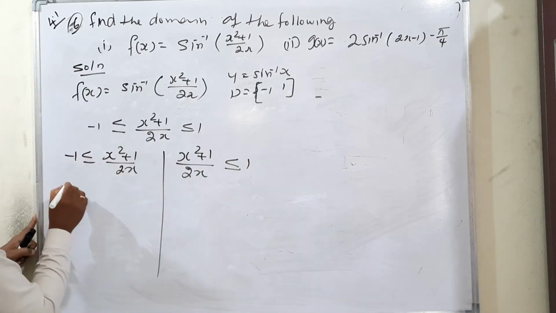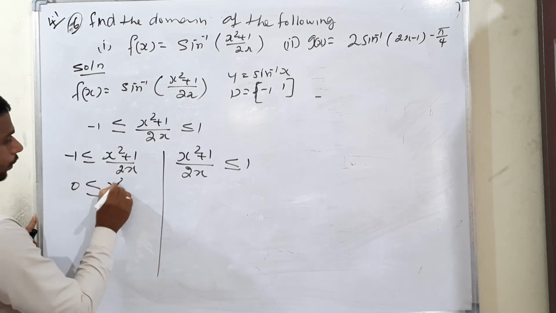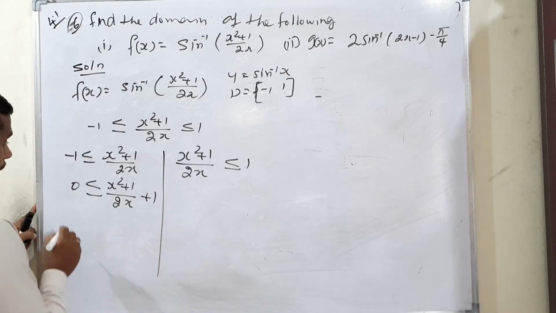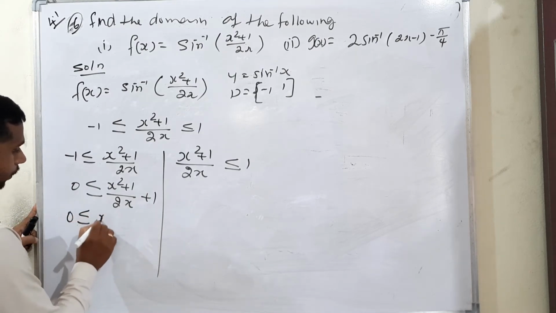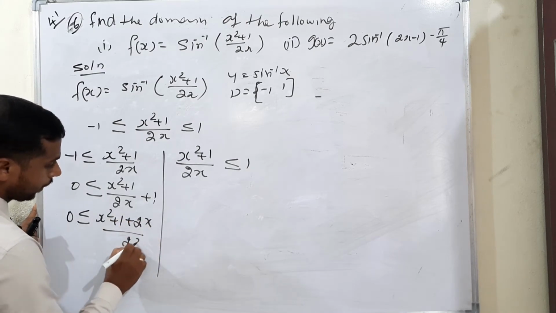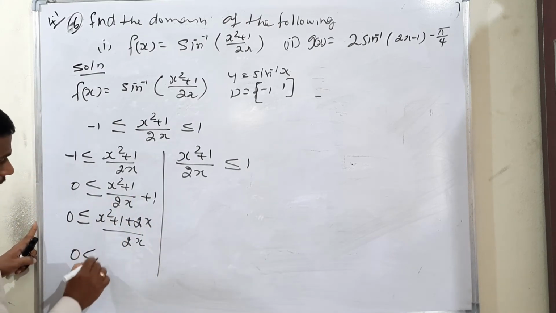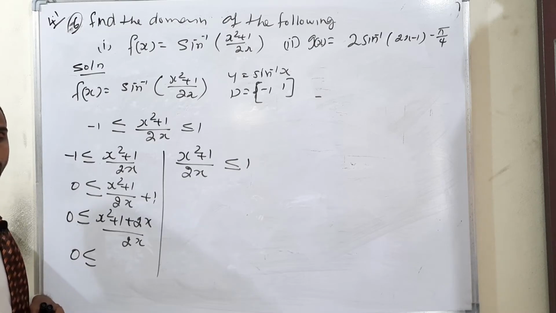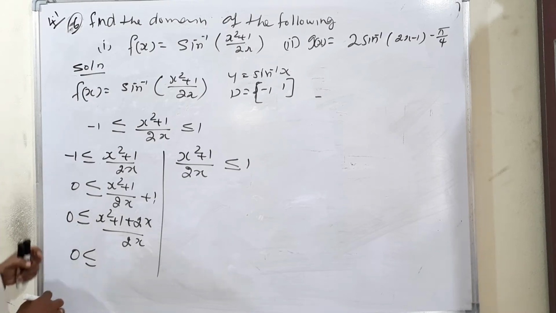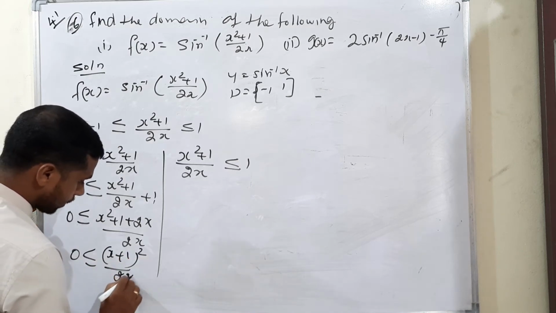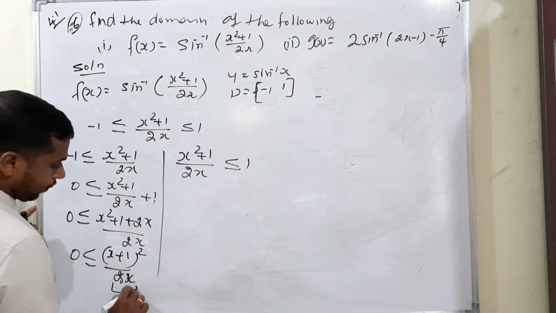Again, bringing minus 1 to the opposite side, 0 is less than or equal to x square plus 1 divided by 2x plus 1. Therefore 0 is less than or equal to x square plus 1 plus 2x divided by 2x. This is x plus 1 the whole square, that is a plus b the whole square form. What is the formula for a plus b the whole square? a square plus b square plus 2ab, isn't it? So we can write x plus 1 the whole square divided by 2x. This is considered equation number 1.